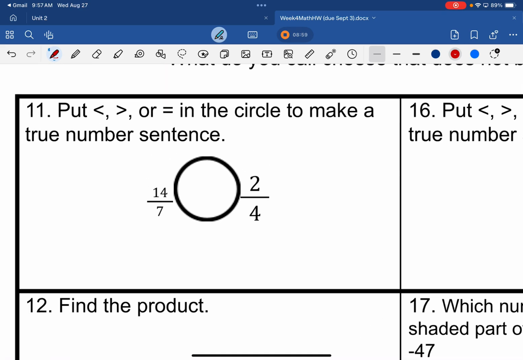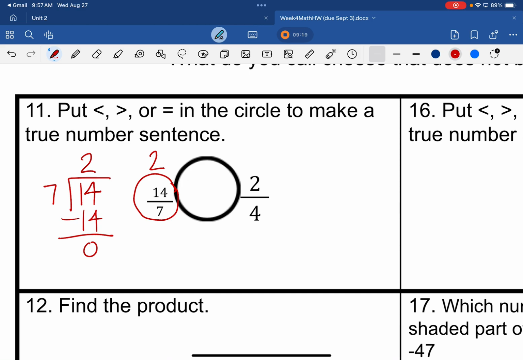Okay, compare greater than, less than, or equal to. I think that what I would do on this one is I would do top in, bottom out. We'll discover that you can make two groups and it's nice and even. And so this is really equivalent to 2.